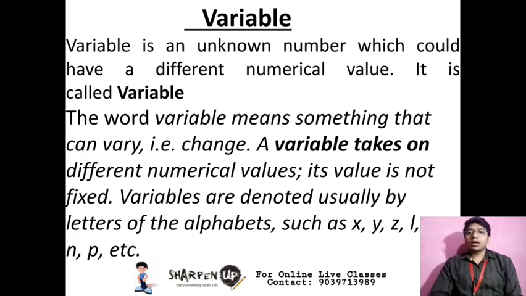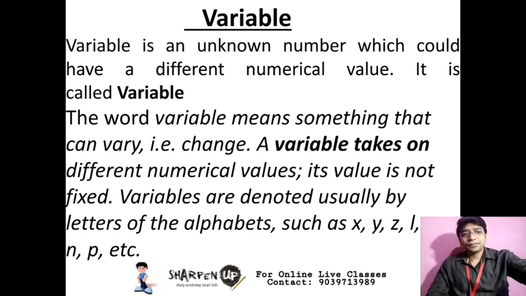Variable is an unknown number which could have different numerical values. It is called variable. The word variable means something that can vary or something that can change. Variables are usually denoted by letters of the alphabet such as L, M, N, A, B, C, X, Y, Z, etc. It's all up to you what variable you want to use.